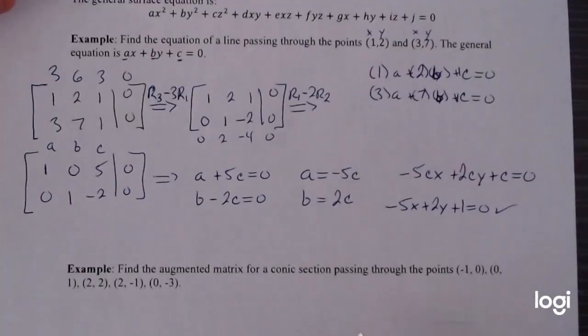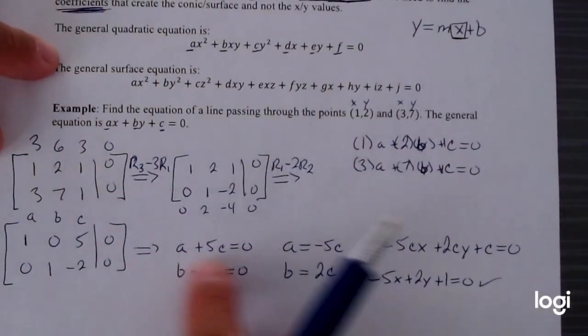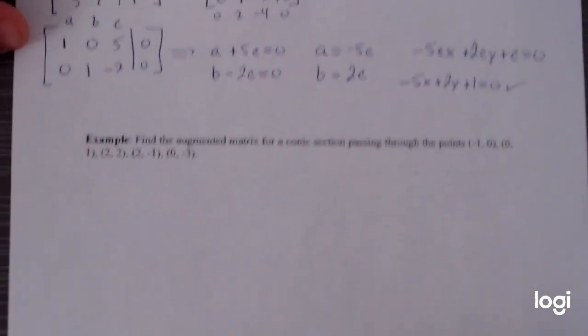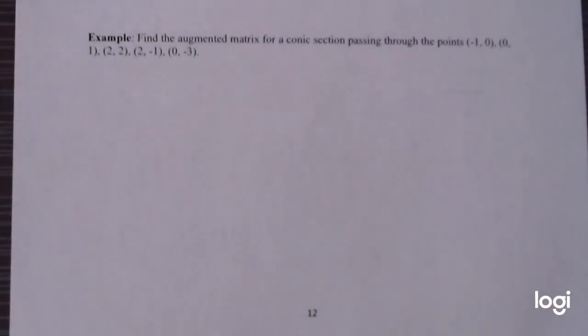They may think this is a super long way of solving for an equation of a line, right? But yes, it is, right? But remember, the whole point is now we could do stuff like this using the exact same process. Okay. Now, let's do a little harder example from this, okay? So, all we want to do now is find the augmented matrix for the conic section passing through the points here.